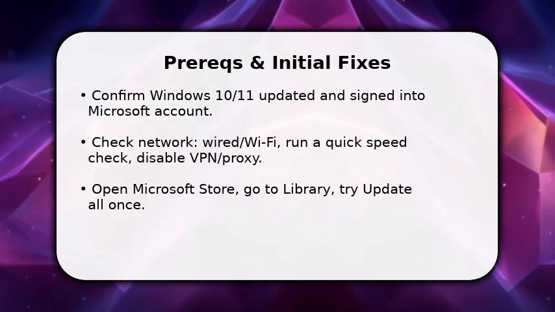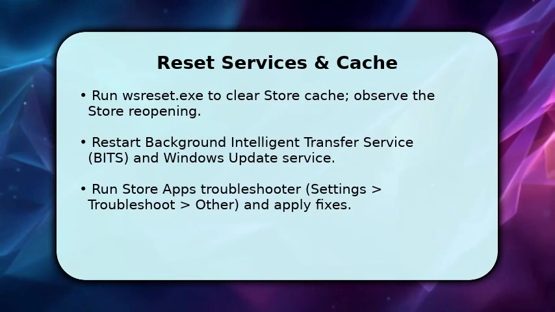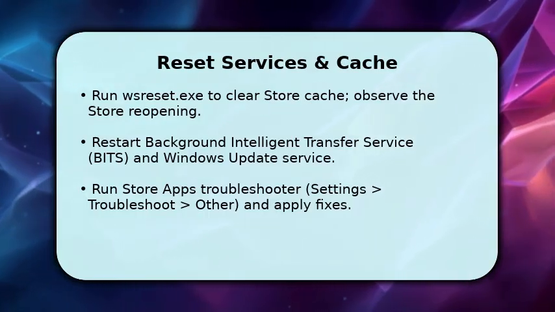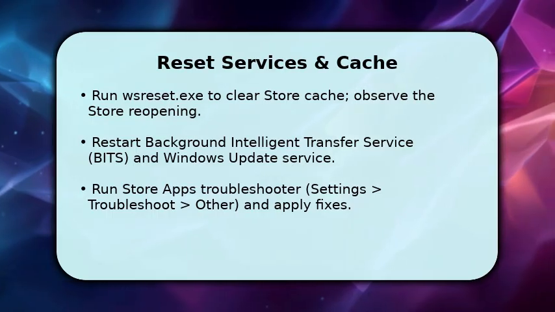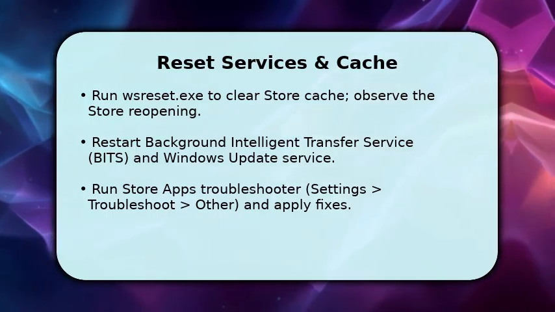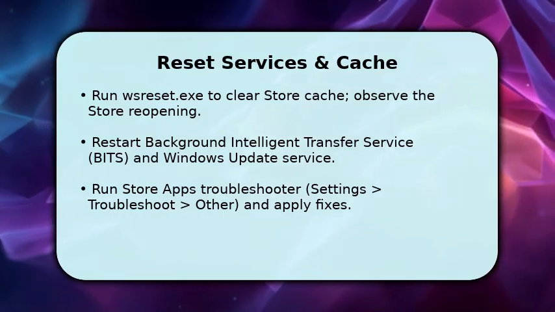Next, clear stateful bits that usually block downloads. Run wsreset.exe. It clears the store cache and relaunches the app, which often resolves stale manifests. Once that completes, restart Background Intelligent Transfer Service and Windows Update from Services.msc so queued transfers reset.